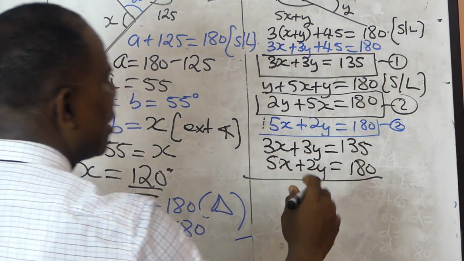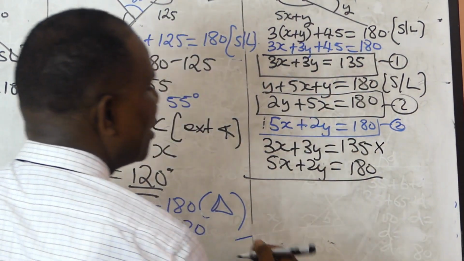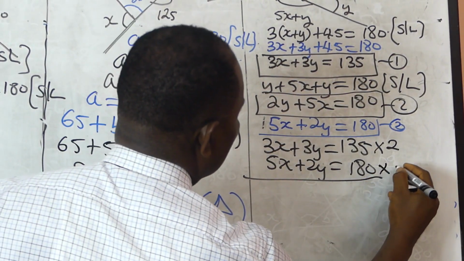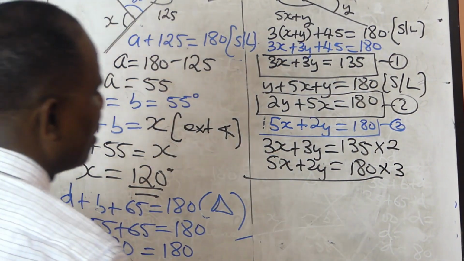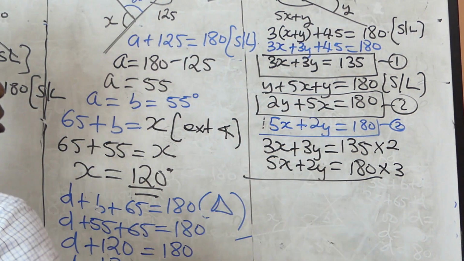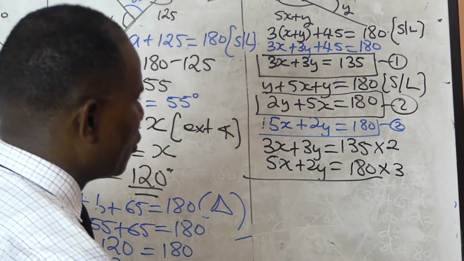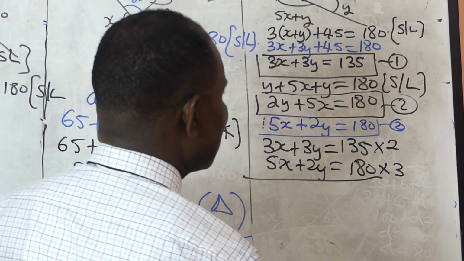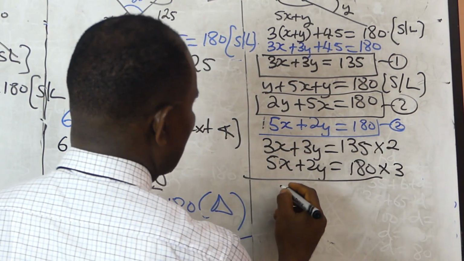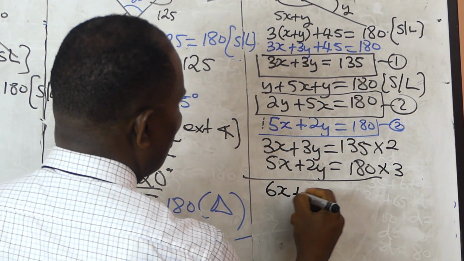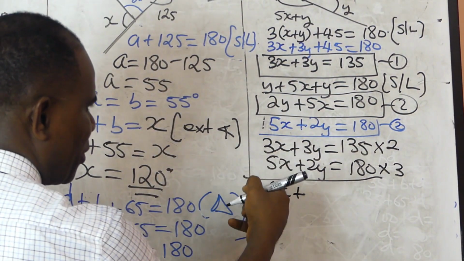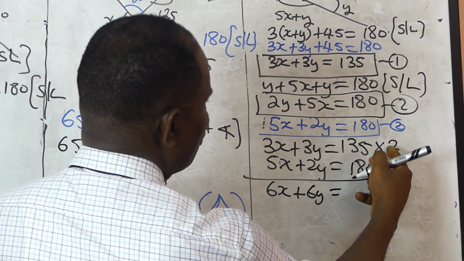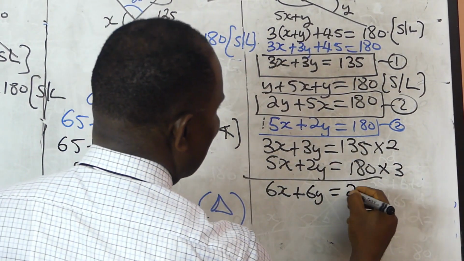So now this is the logic. We want to eliminate that y, so we can put 2 here somewhere. We want to eliminate that y, so we'll put the 3 somewhere there. So you now have 135 times 2, this is 270. So I'll pick that up. This is 6x plus, I'm multiplying 2 by 3x. I also have 6y is equal to 270.